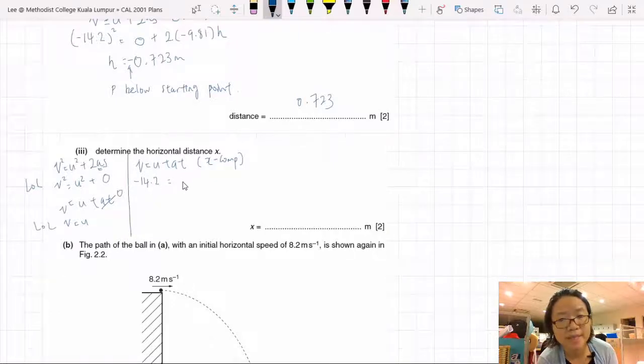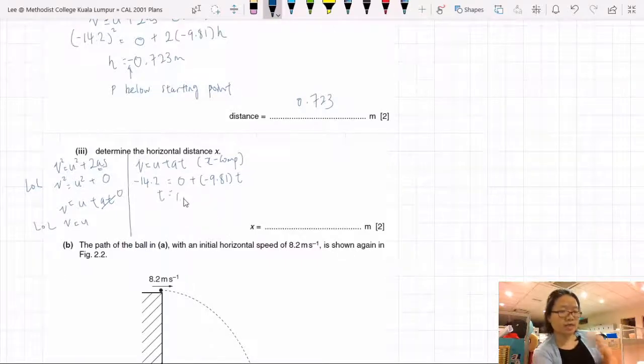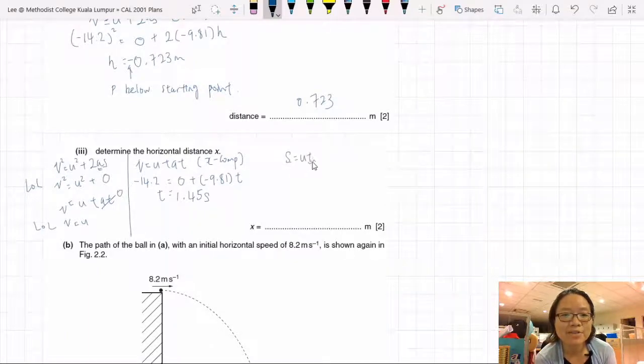vertical component, I labelled it wrongly, please change the x component to y component. Okay, so as you can see, I'm putting in all the y component values there. Generally, you definitely can share the time between both x and y components because you only have one ball. Okay, so you have the time 1.45 seconds, and now you can put s is ut plus half at squared.